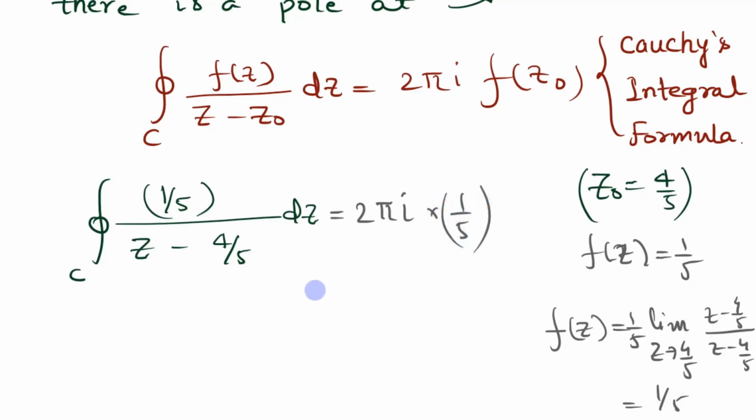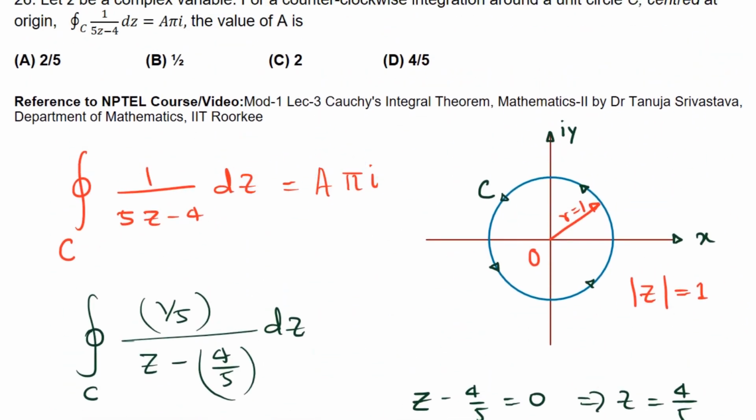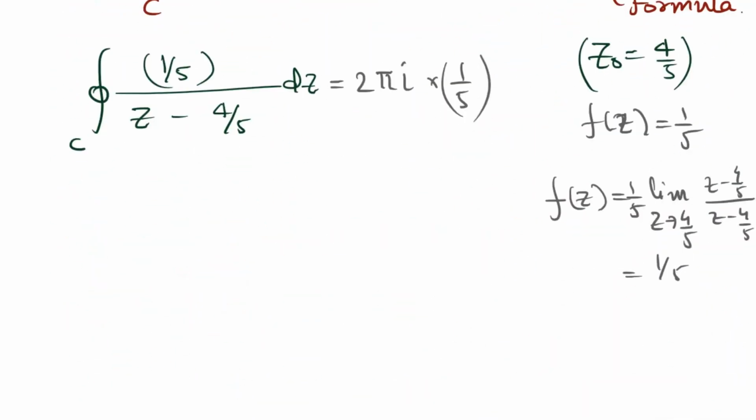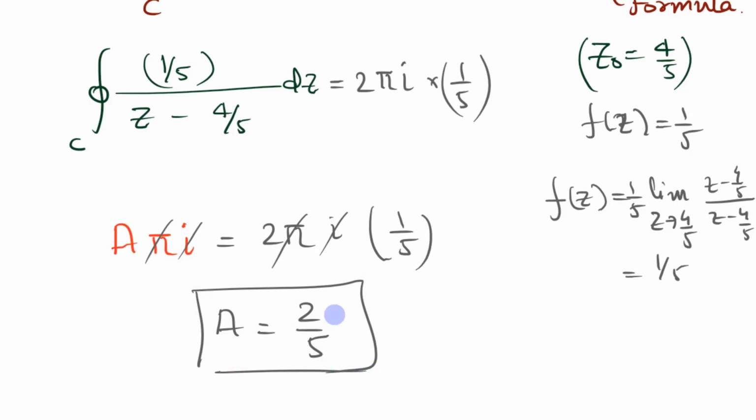Okay. And the value of this integral is given in the problem. So here it's given a pi i. Let's write it here: a pi i is equal to 2 pi i into 1 by 5. We can cancel out i from here. Pi also we can cancel out. So a will come out to be 2 by 5. Okay, and this is our final answer.